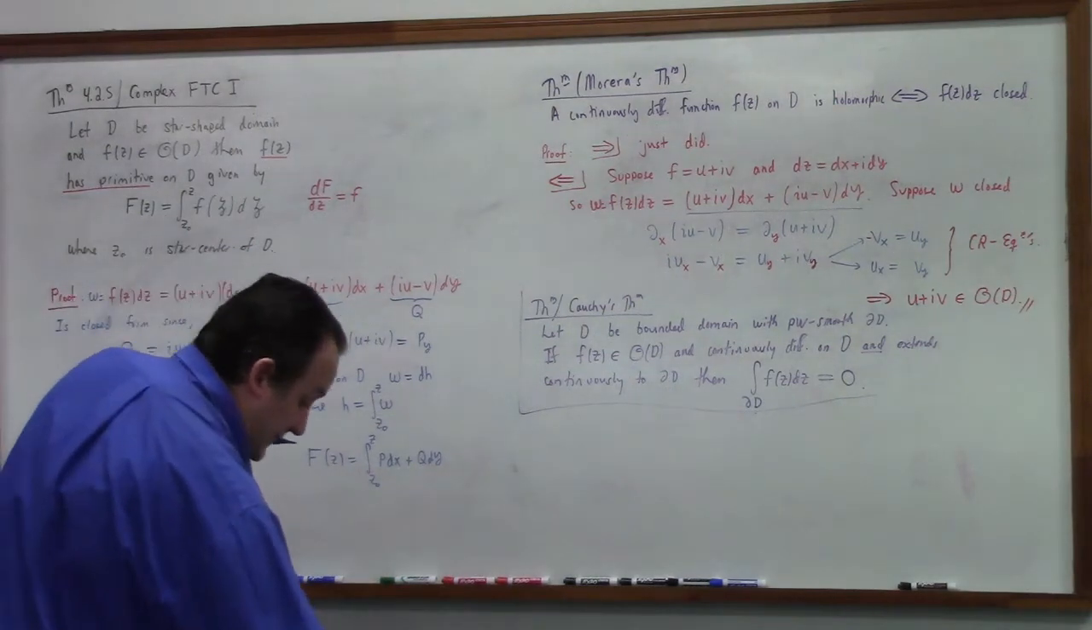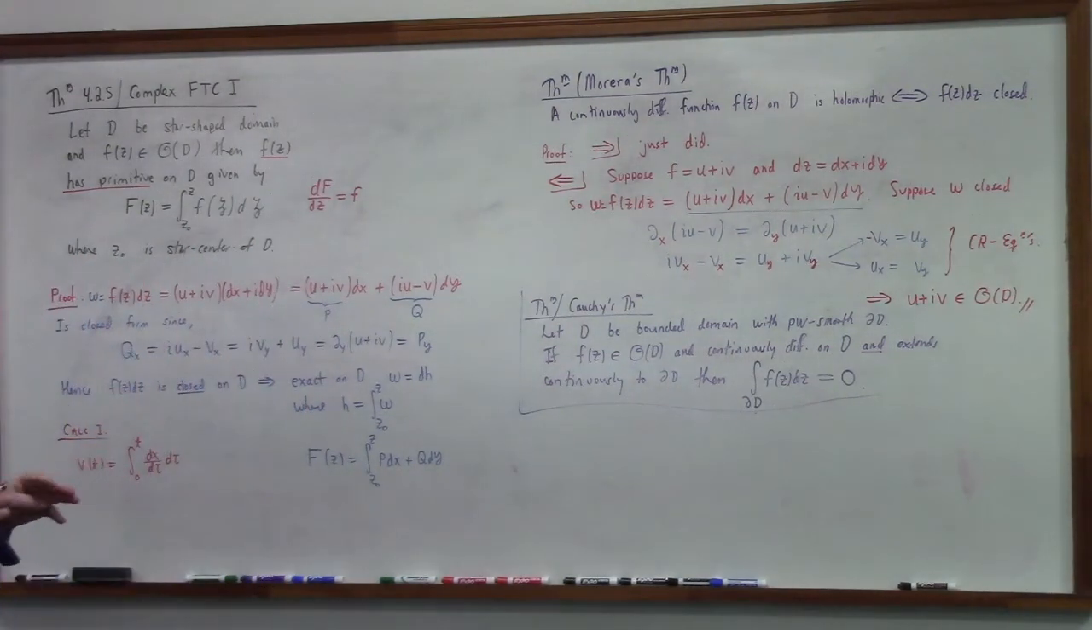So what this says is that if your function has a complex derivative which exists inside the domain, and a little bit beyond the domain, then guess what? The integral of that function is 0 if you go around the boundary.